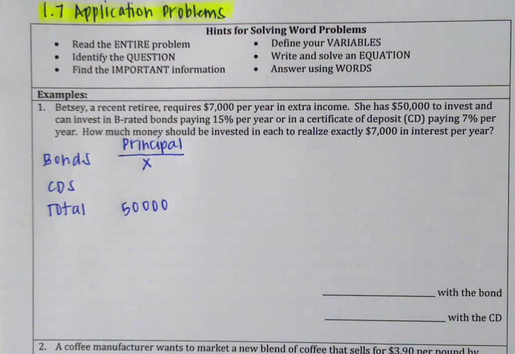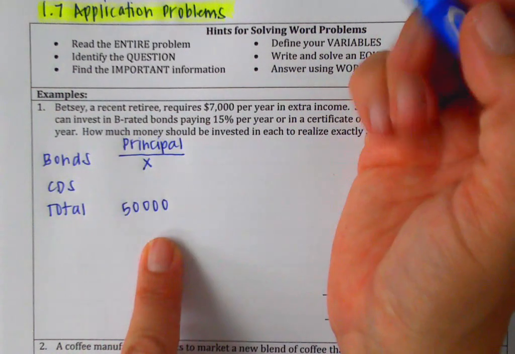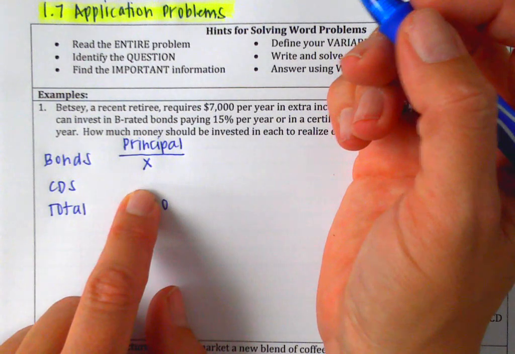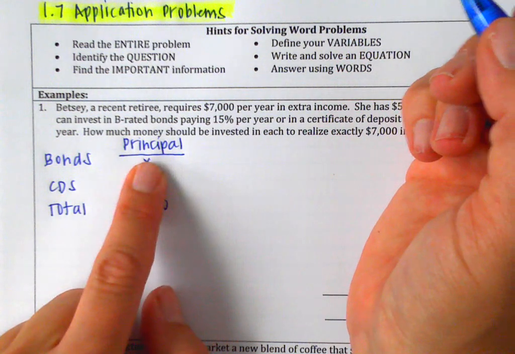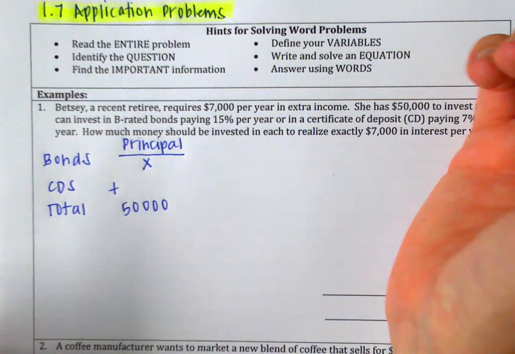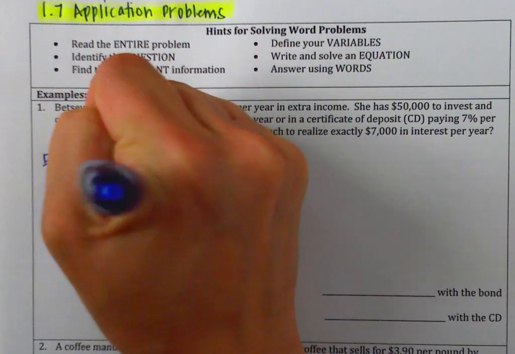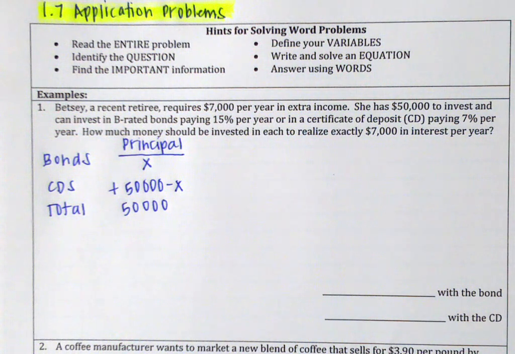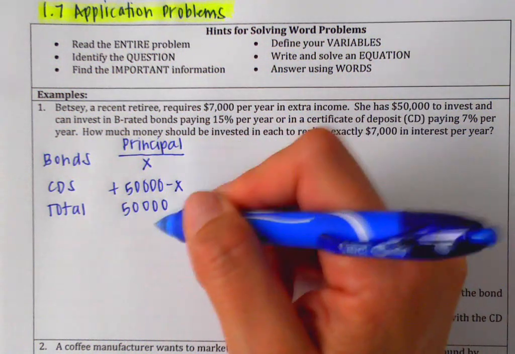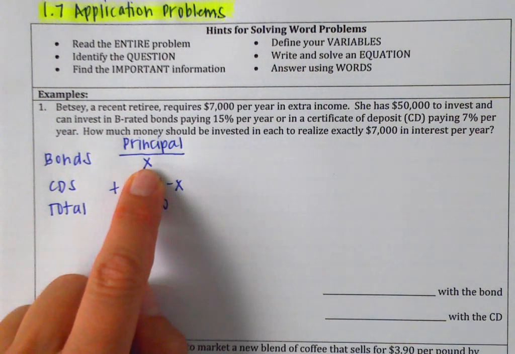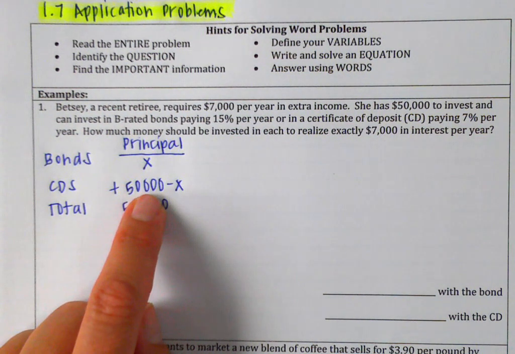So how can I find the CDs? They're going to add up to be 50,000. So if I were to figure out what this is, it's just going to be X minus 50,000, right? Or 50,000 minus X, sorry. Because if they're going to add up to be 50,000, let's say this is 10,000, then this one's going to be 40,000, right? 50,000 minus 10.